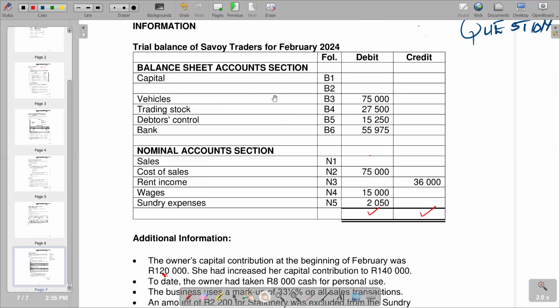If you look at it, we've got some missing figures on capital and sales. There's no figure there, and some other items are blank. So we need to find out from this extra information what figures we are supposed to put in those gaps.